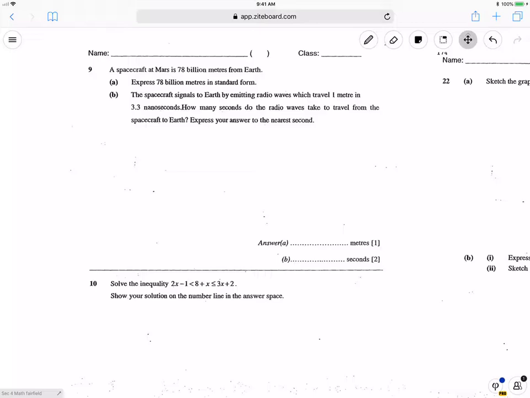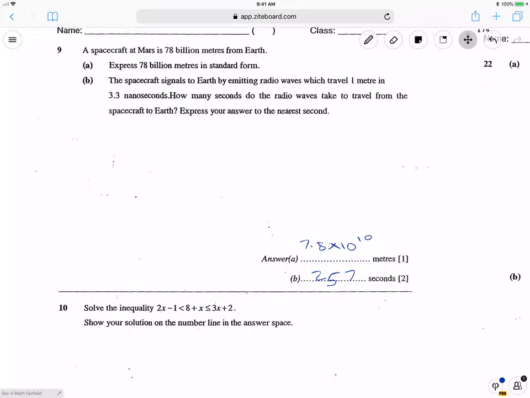Okay, question 9. We got 7.8 times 10 to the power of 10. And part B, 257. Any problem? What's your key? 257, part A or part B? Both, okay. So we go through all. 257 seconds. Oh, 3? We check, okay.